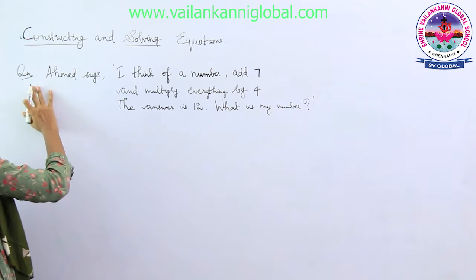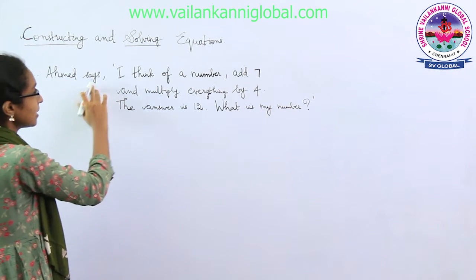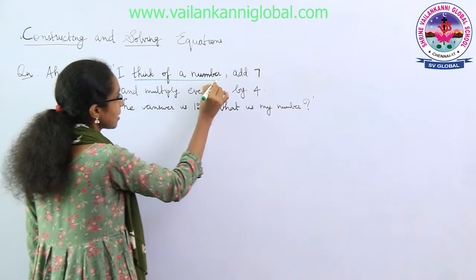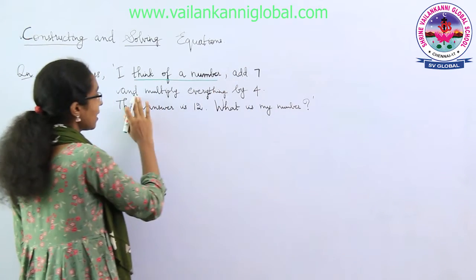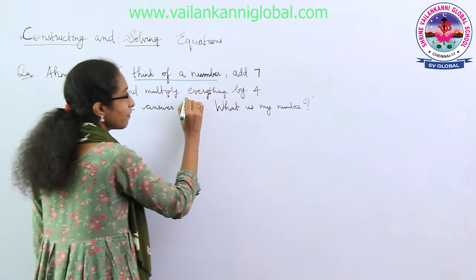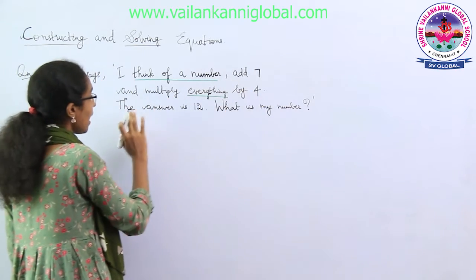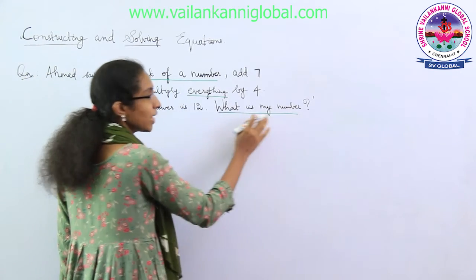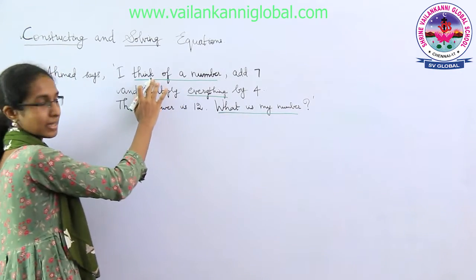So, look at this question. A person called Ahmed says, I think of a number. We don't know what number he thinks. Add 7 to that number and multiply everything by 4. And the answer we get is 12. So what is my number? We have to find out what number he is thinking of.